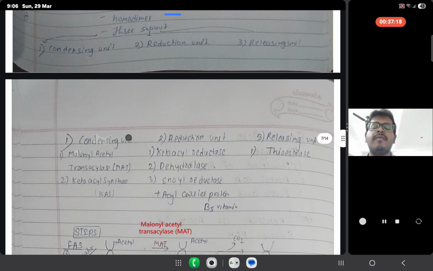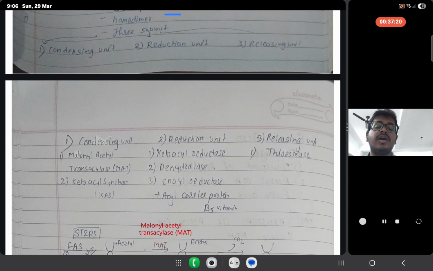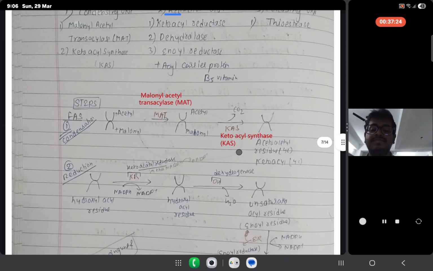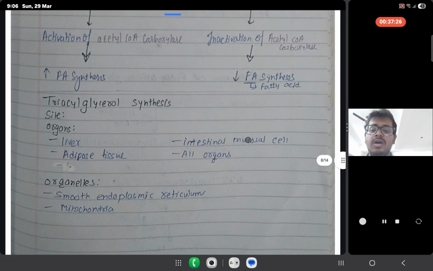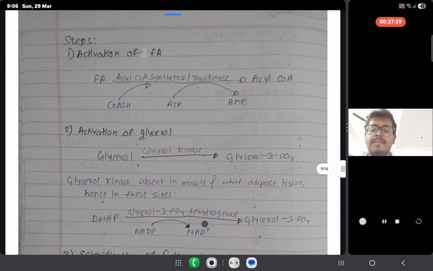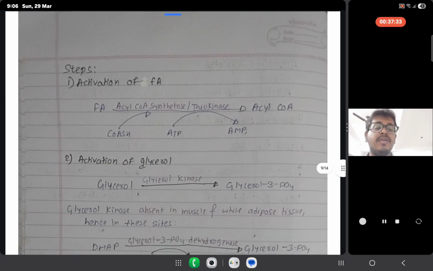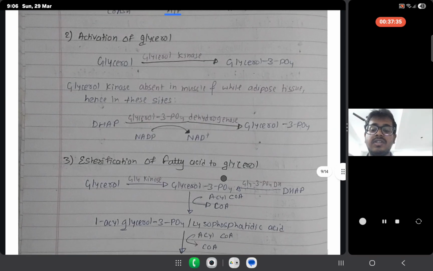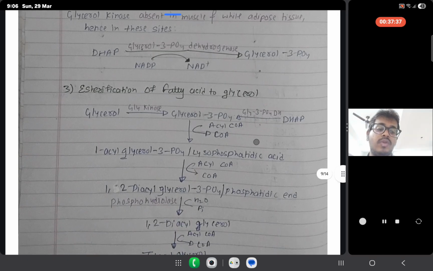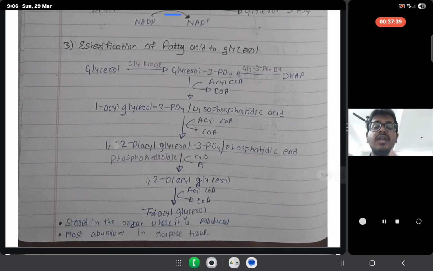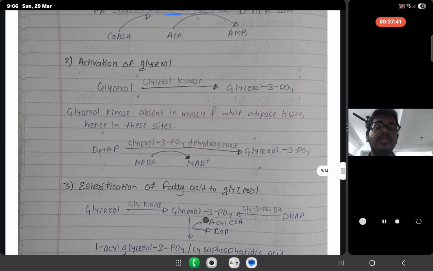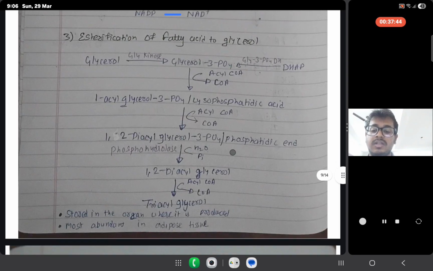Why is it called a multifunctional enzyme? It has a condensing unit, a reduction unit, and a releasing unit. This has been done, and for triacylglycerol synthesis, again there are three steps: activation of fatty acid, activation of glycerol, and esterification of fatty acid to glycerol. Esterification of fatty acid to glycerol is the third step, the second step is activation of glycerol, and the first step is activation of fatty acid.